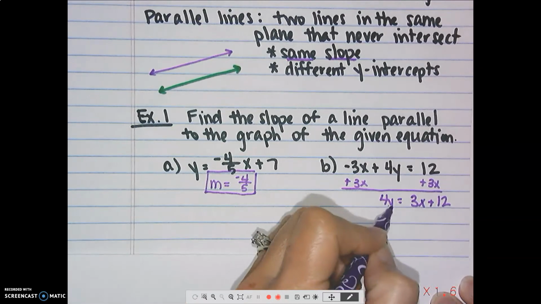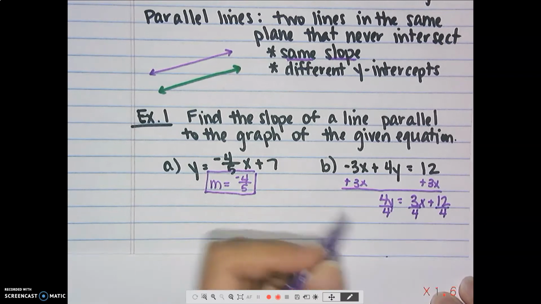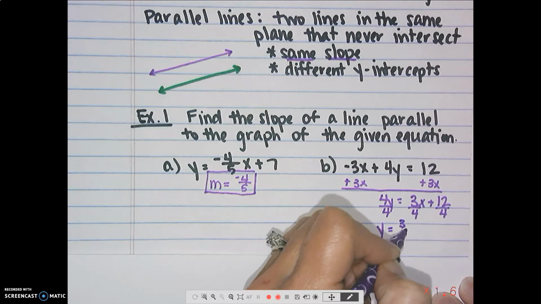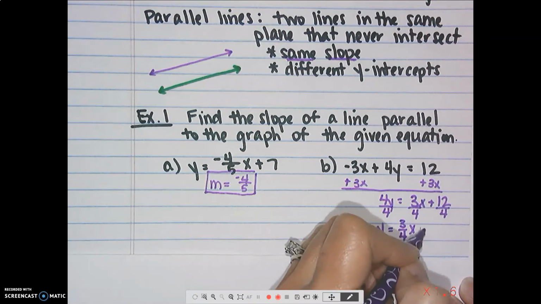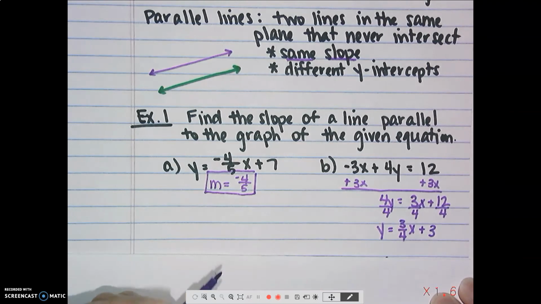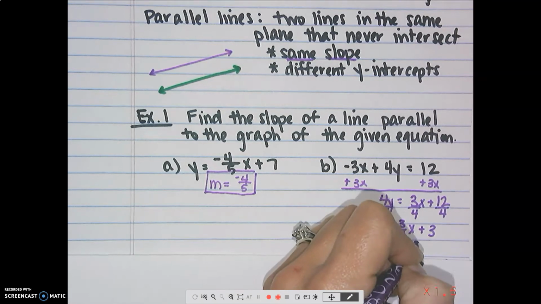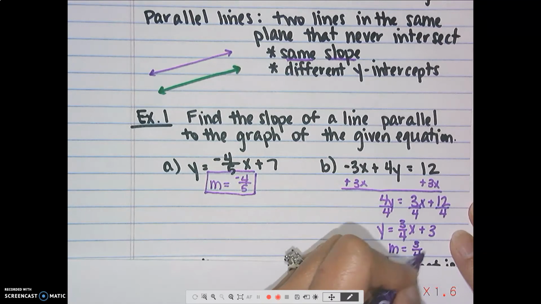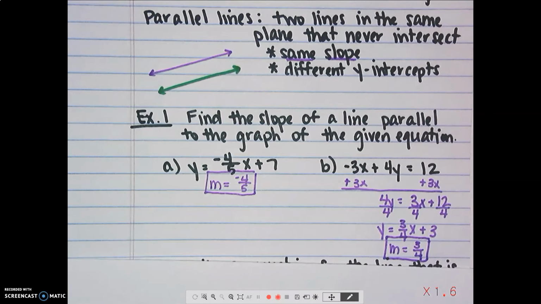Then the next step to get y by itself is to divide every single piece by that 4, and we're going to simplify as much as possible. So 3/4 doesn't simplify, so we'll leave it as 3/4, and 12 divided by 4 is 3. So now that we have this equation in y equals mx plus b form, we can pick out that the slope is 3/4, and since the lines are parallel, it has the same slope.